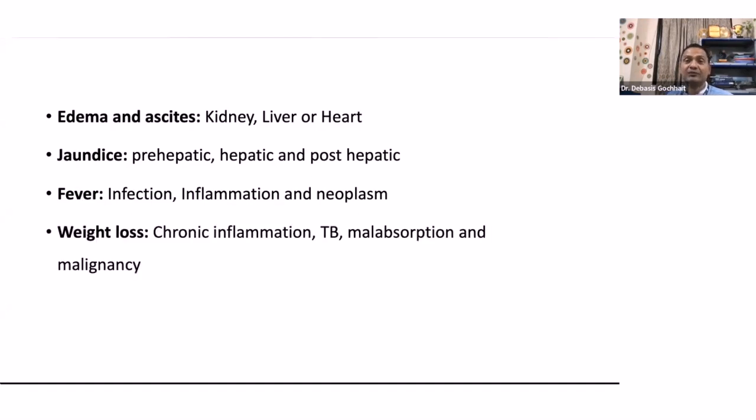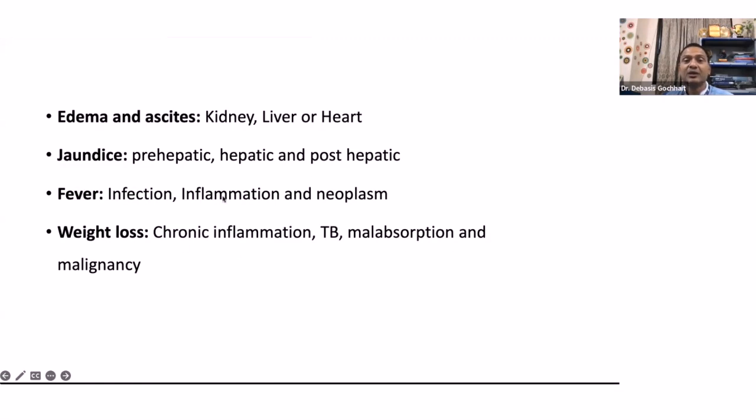Okay. Now, weight loss. I have already told you that if you see a patient who is very cachectic, very thin built, with unexplained weight loss, what are the common things that will come to our mind first? First, we will think, is the patient having tuberculosis? Very common. Tuberculosis in our country, chronic infection.